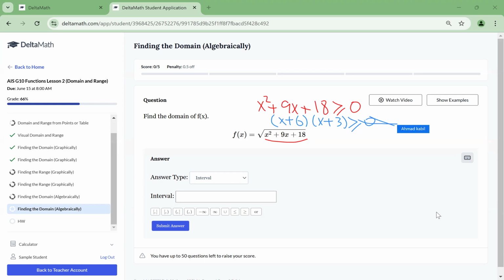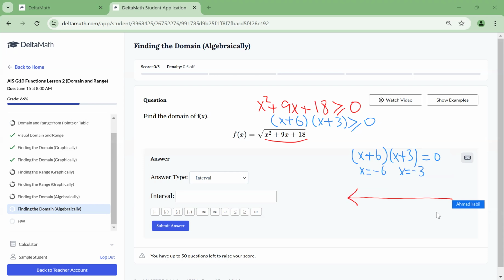Now, if this were a regular equation, you would have (x plus 6)(x plus 3) equals 0. So x equals -6 and x equals -3. However, since it's an inequality, we have to draw a number line and test for both values. So we have -6 and -3. And we want to know what the solution is.